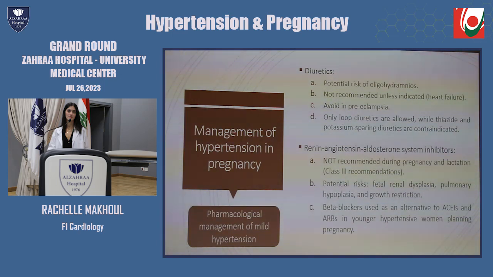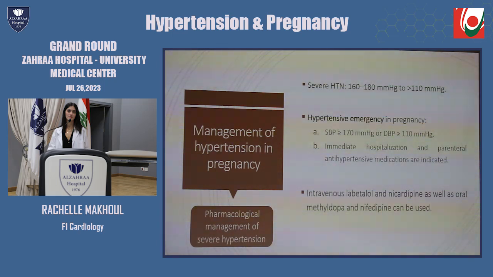Now, for the management of severe hypertension, usually all pregnant women with severe hypertension should be hospitalized, and IV antihypertensive drugs should be started. And according to the European Society of Cardiology, hypertensive emergency during pregnancy is defined as a systolic blood pressure more than 170 or diastolic more than 110, and immediate hospitalization and parenteral antihypertensive drugs should be used.